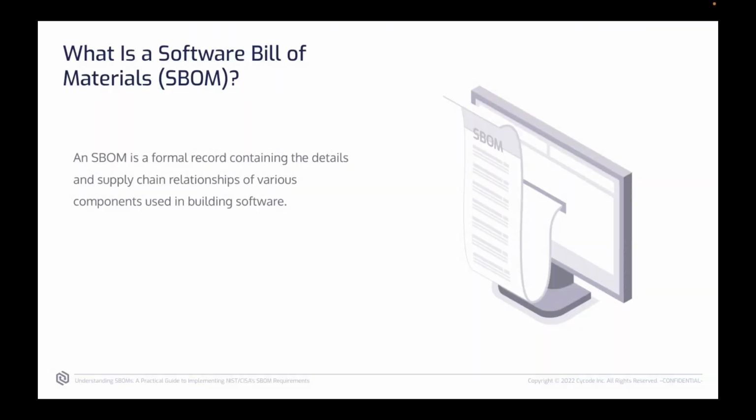Kind of at its simplest form, an SBOM is a formal record that contains a list of inventory that details the supply chain relationships. So it's telling you what all of the components are in your software and then how they are related to each other.